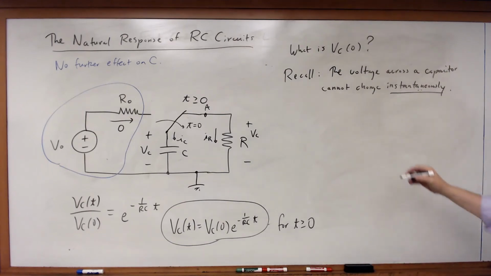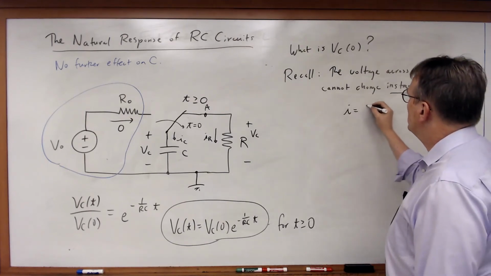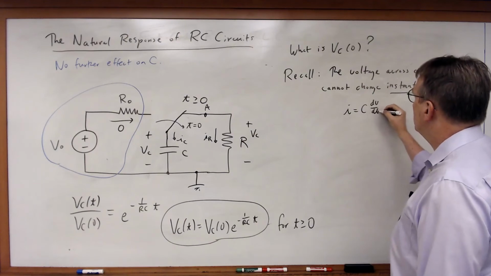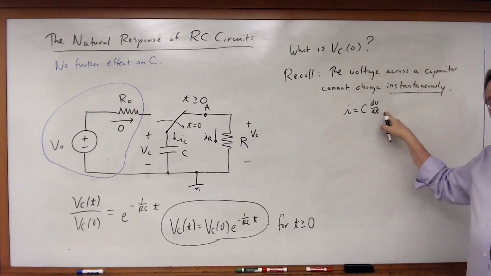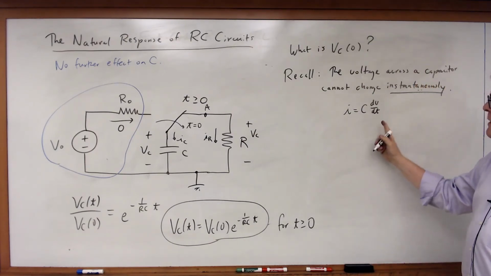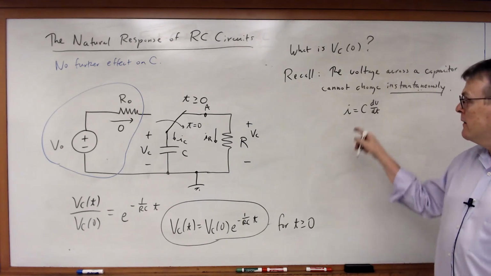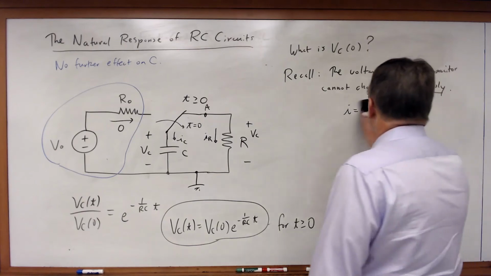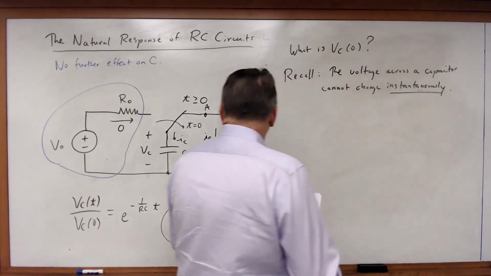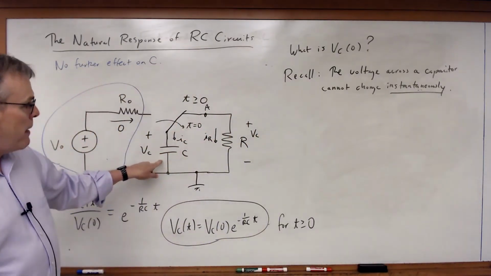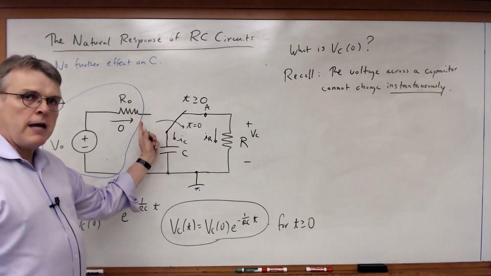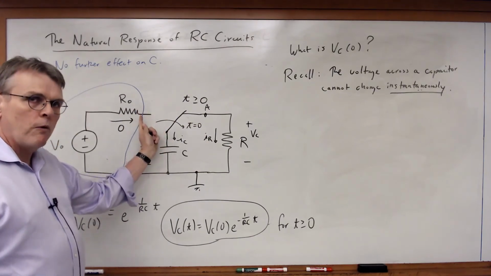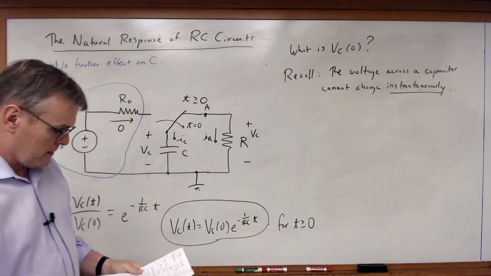And remember, we mentioned this. I is equal to C dV/dt. If we could change the voltage instantaneously across a capacitor, then dV/dt would be infinite, and therefore we'd have infinite current. And physically that can't happen. So because of this, that means that the voltage across this capacitor doesn't change from the time just before to just after the switching event.